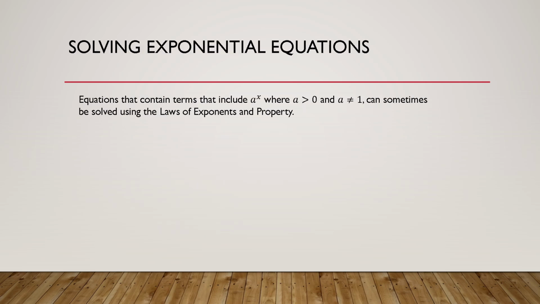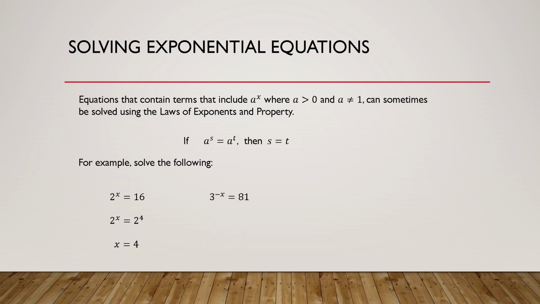Equations that contain terms that include a to the x, where a is greater than 0 and a is not equal to 1, can sometimes be solved using the laws of exponents and this property: if a to the s equals a to the t, then s equals t. For example, solve the following. 2 to the x equals 16. 16 can be written as 2 to the 4th power. So 2 to the x equals 2 to the 4th, so x equals 4.